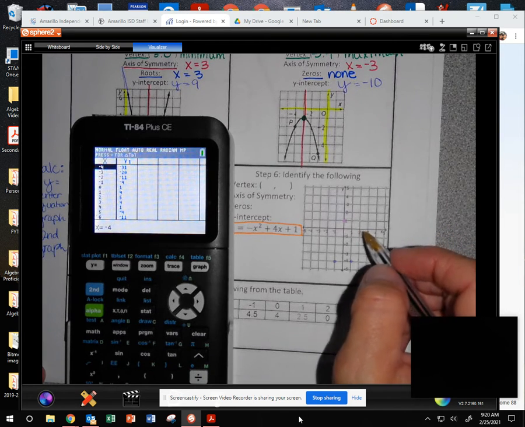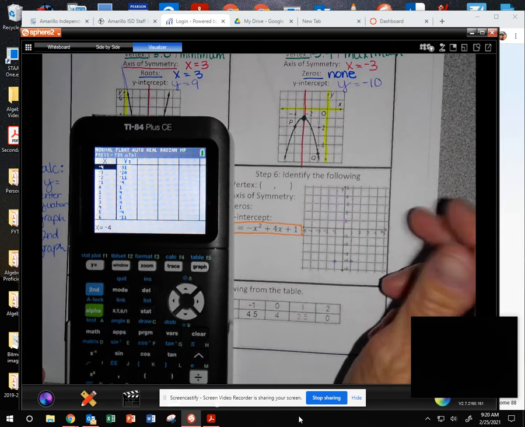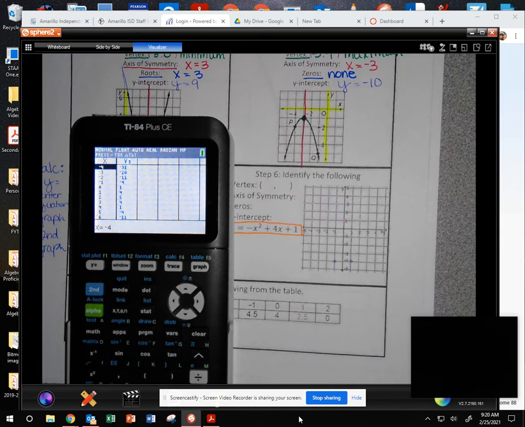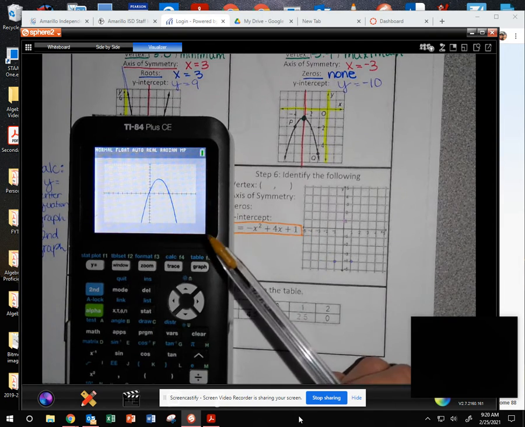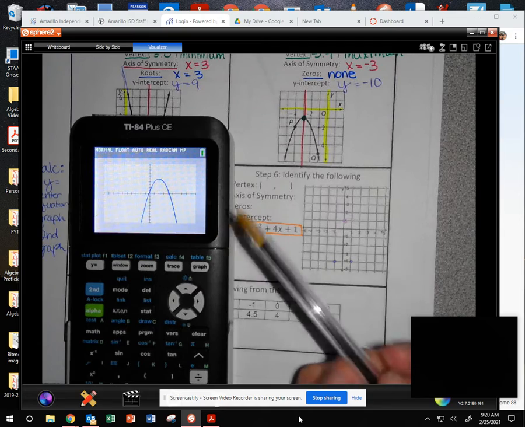Oh, no, that went that way. Okay. So see, it's really not going to work when I do this. So I'm just going to go back and look at my actual graph. Okay. So from your graph, you can tell a lot of things.